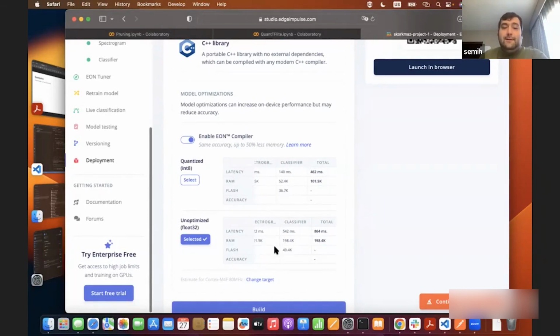So without any quantization, with the size that is expected in the classifier, you cannot really change the spectrogram process, because that's the feature extraction. If you do that, it's not about the machine learning itself directly, but you gain a lot of space in the RAM. And the expected time for the classifier drops from 542 milliseconds down to 140 milliseconds. So it's a very big gain on that front.